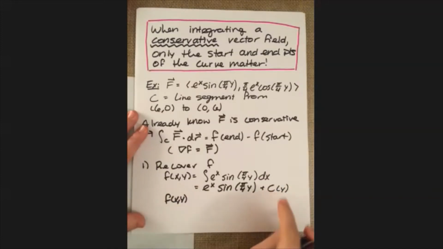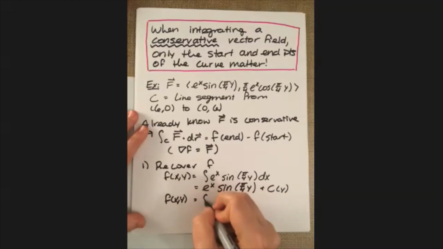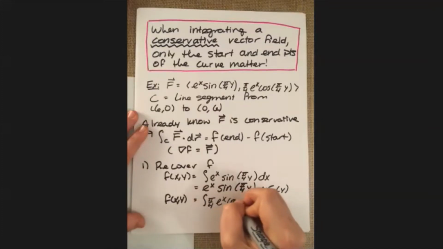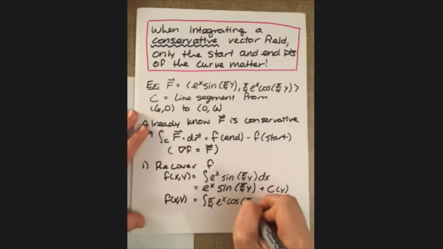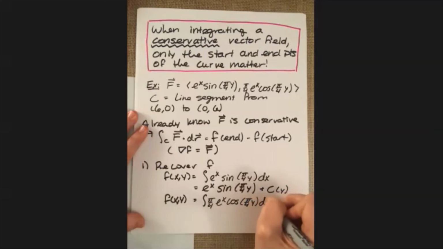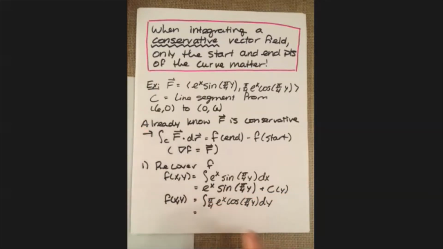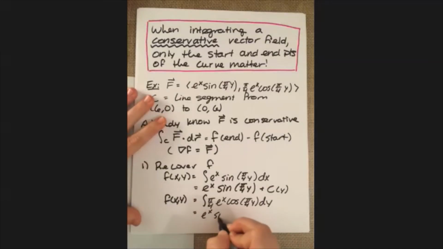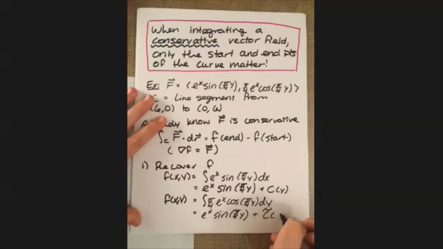To find out about that piece there, we do the same idea, but with our y components. We do dy. Applying a little bit of u sub right there, we're going to get e to the x sine of pi over 4y plus some unknown function in terms of x now.